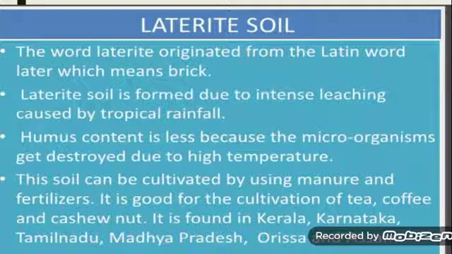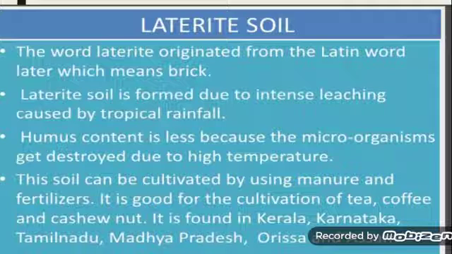Now, laterite soil. Laterite has been derived from the Latin word later, which means brick. The laterite soil develops in areas with high temperature and heavy rainfall. This is the result of intense leaching due to heavy rain. Humus content of the soil is low because most of the microorganisms, particularly the decomposers like bacteria, get destroyed due to the high temperature. Children, laterite soils are suitable for cultivation with adequate doses of manures and fertilizers.